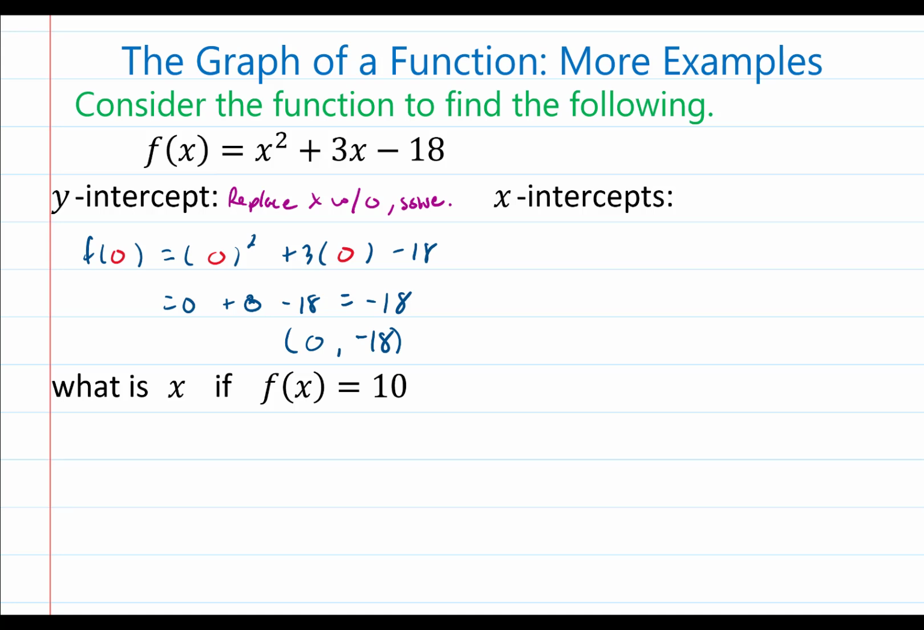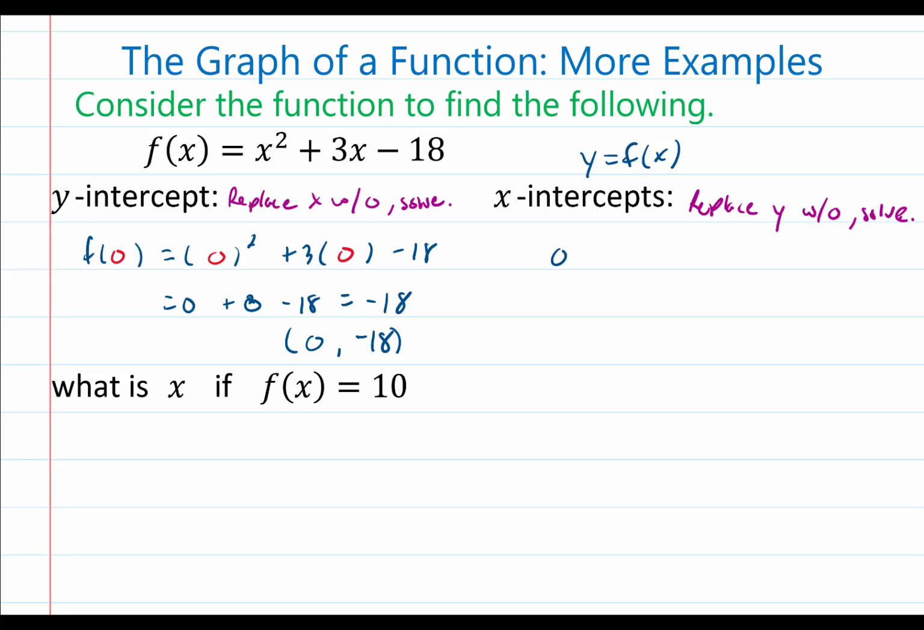Let's now go to our x-intercept, which is a similar process, except we're going to replace the y-coordinate with 0 and then solve. Now in this case, we don't have a y-coordinate, but it's important to remember that y is equal to f of x, so we are going to replace f of x with 0.